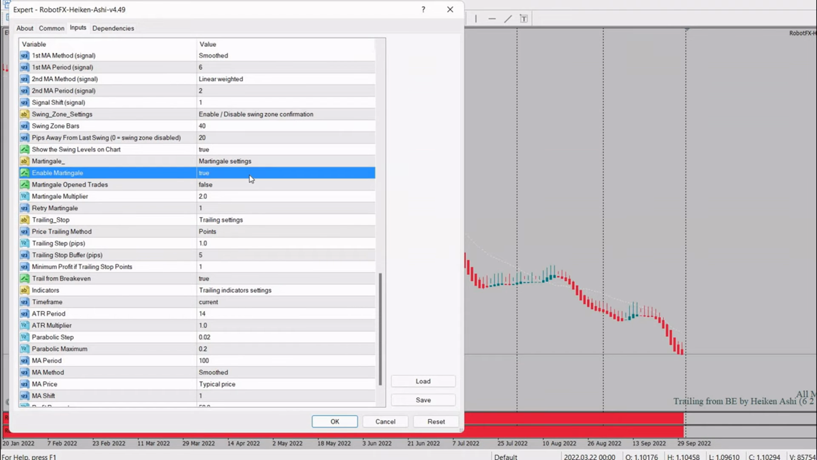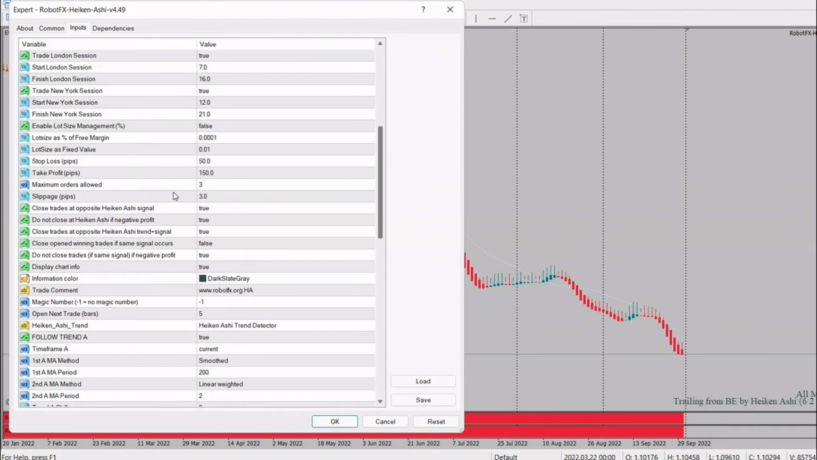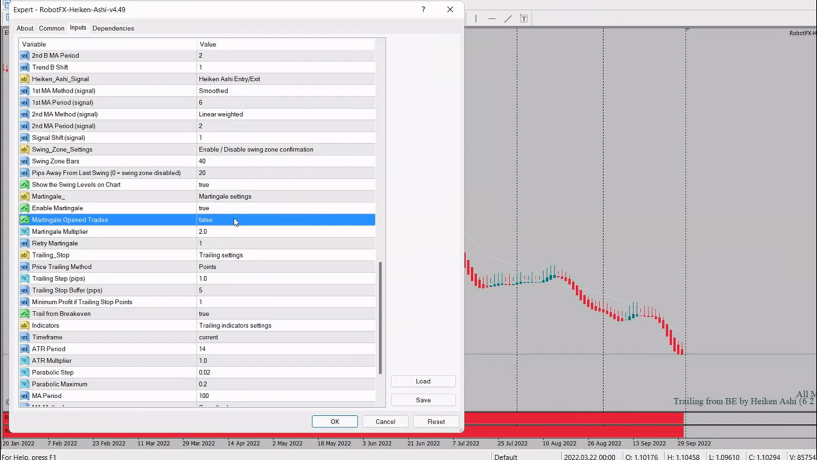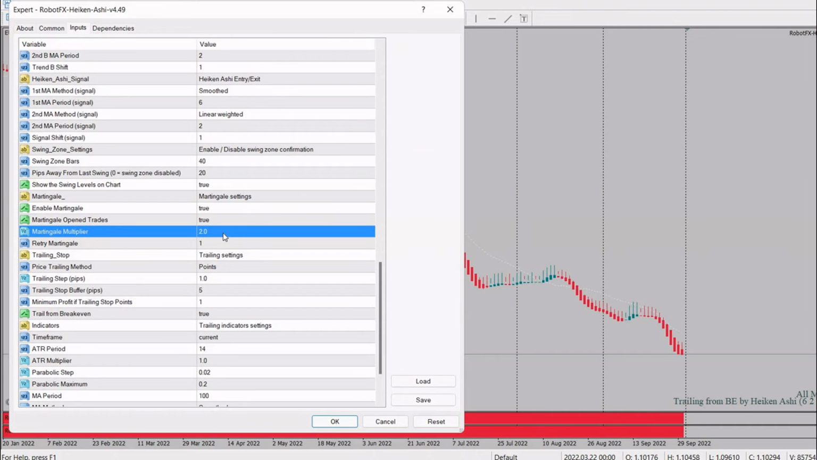If you want to increase the lot size for open trades, let's say one trade doesn't go in your favor, and then the expert advisor needs to open another one according to the trend, of course, and according to all the trading settings, and assuming that the expert advisor is allowed to open another trade, so the maximum orders is not reached. Then, if the previous trade is at a negative profit and martingale open trades is set to true, the expert advisor will place the next trade according to the martingale settings. In this case, it will double the lot size of the previous order to determine the lot size of the next one. So, if we have a losing trade that keeps losing, the next trade will be that lot size multiplied by 2.